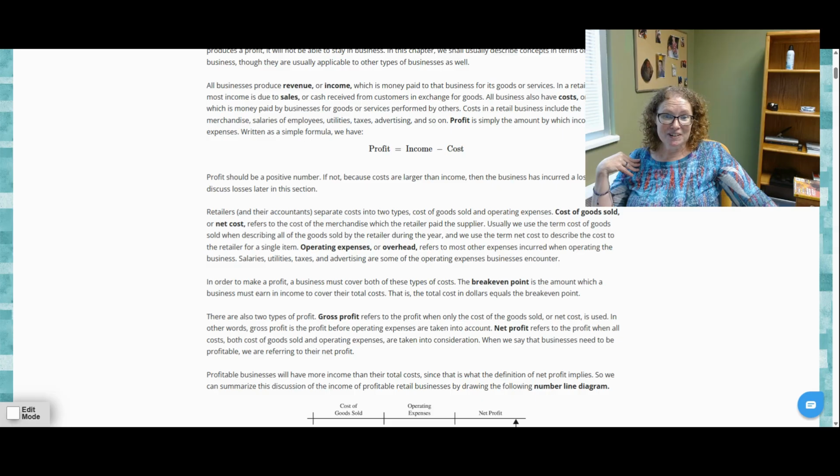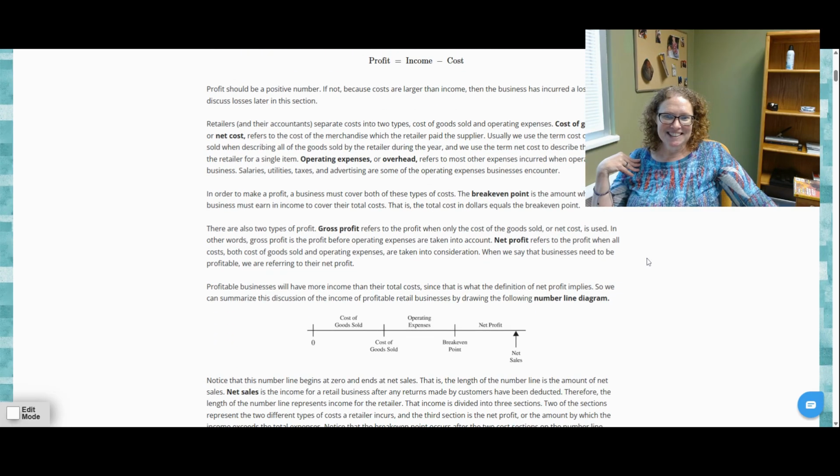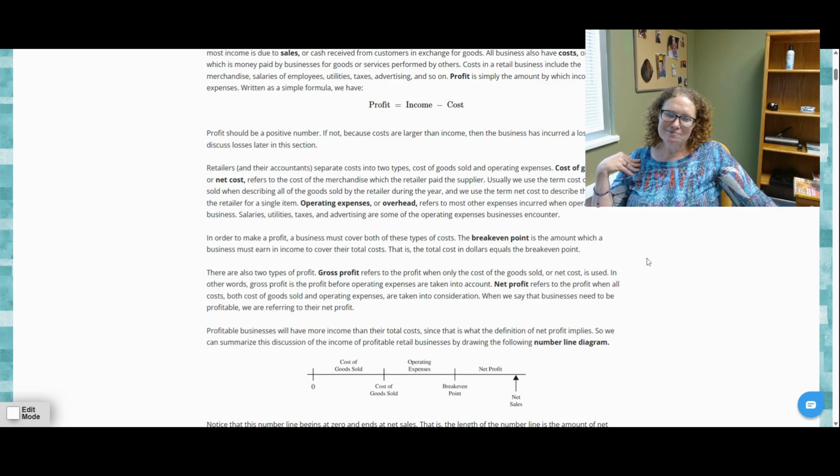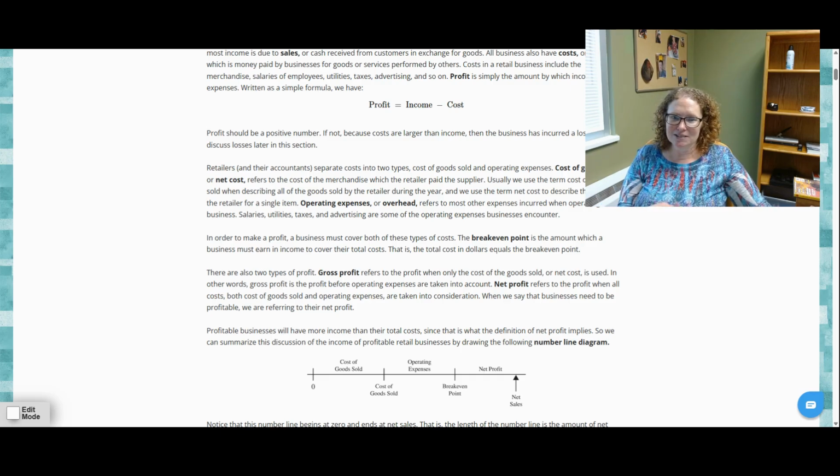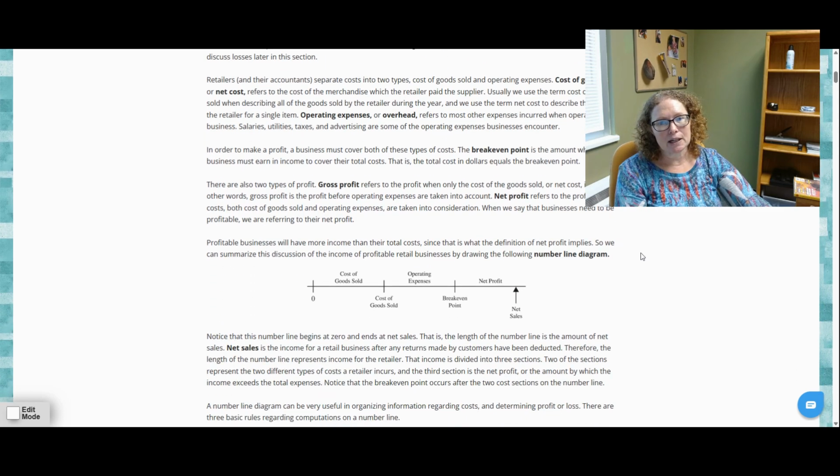We also want to look at break even. So we want to make sure we at least break even, but we want to make a profit. But break even is when the total cost is equal to the income.